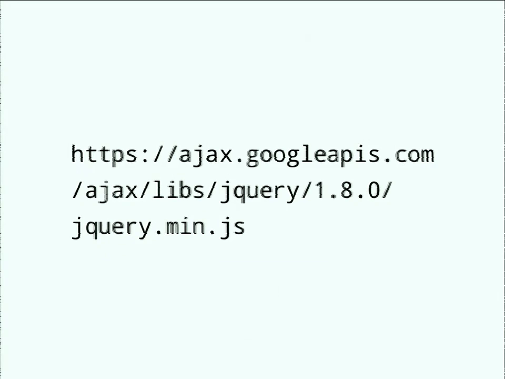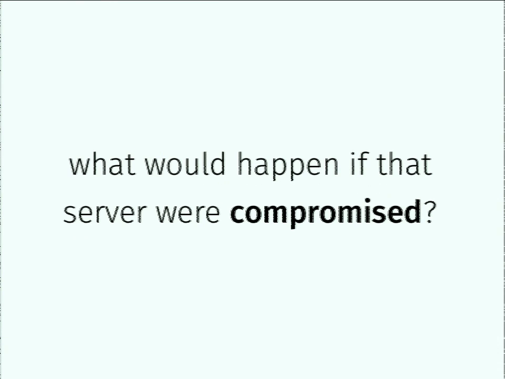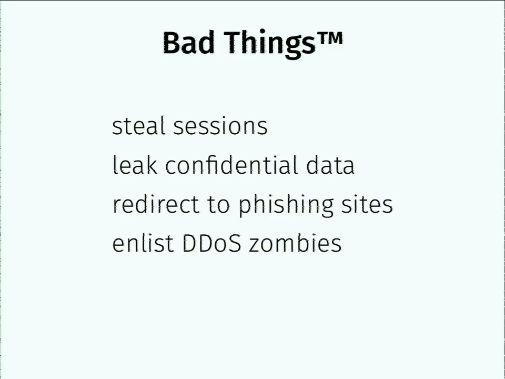Let's look at one of these entries. It's a version of jQuery hosted by Google. It turns out that's a pretty common thing to do for web developers because they can rely on a version of jQuery that Google hosts on their CDN, so presumably it's faster. But what would happen if someone were to compromise that file, to compromise that server? That file is included on a whole bunch of websites out there. Well, the answer, of course, is bad things. Someone could steal sessions, leak confidential data, redirect you to phishing sites, enlist you in a botnet, all sorts of things, right? Because they could take control of a whole lot of unrelated pages very quickly.